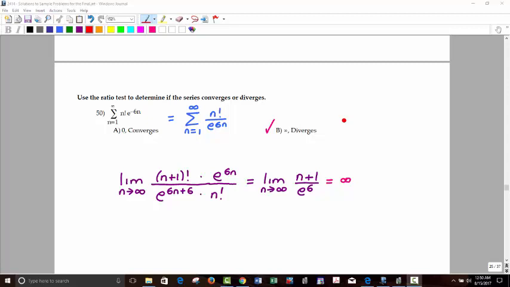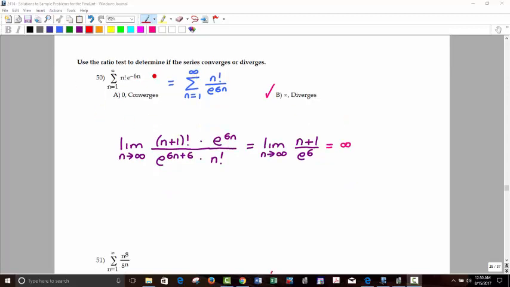Number 50, ratio test. So I rewrote this basically to just put the e to the 6n on the bottom. So you replace n with n plus 1. A lot of people make a mistake here of just writing 6n plus 1, but actually it's 6 times n plus 1, so therefore it's 6n plus 6. So you have n plus 1 factorial over e to the 6n plus 6 multiplied by the reciprocal of the original function right here, because you're actually dividing by that series. So it's the reciprocal, e to the 6n over n factorial.